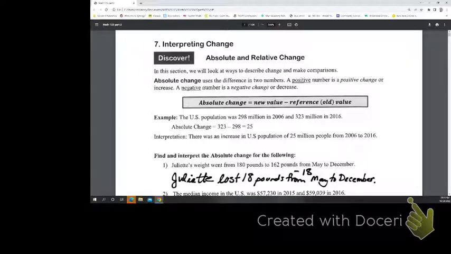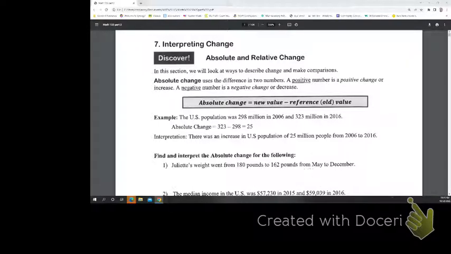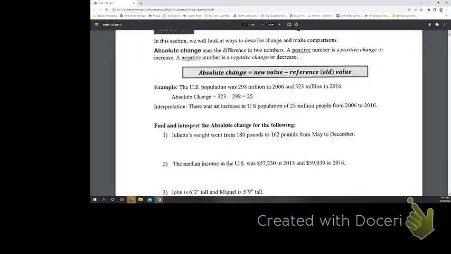So next we're going to look at the median income. So again, with absolute change, we're just subtracting.